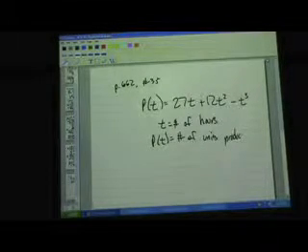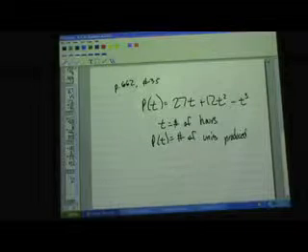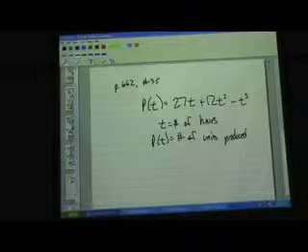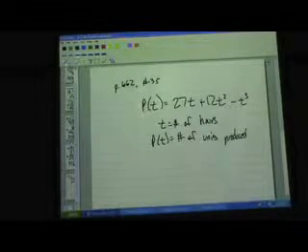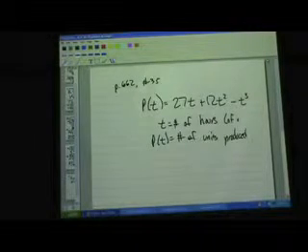Alright, so there's the context of the problem. Here's the function. t is how many hours you work. p of t is the number of units that you produce. This is t hours of an 8-hour shift.